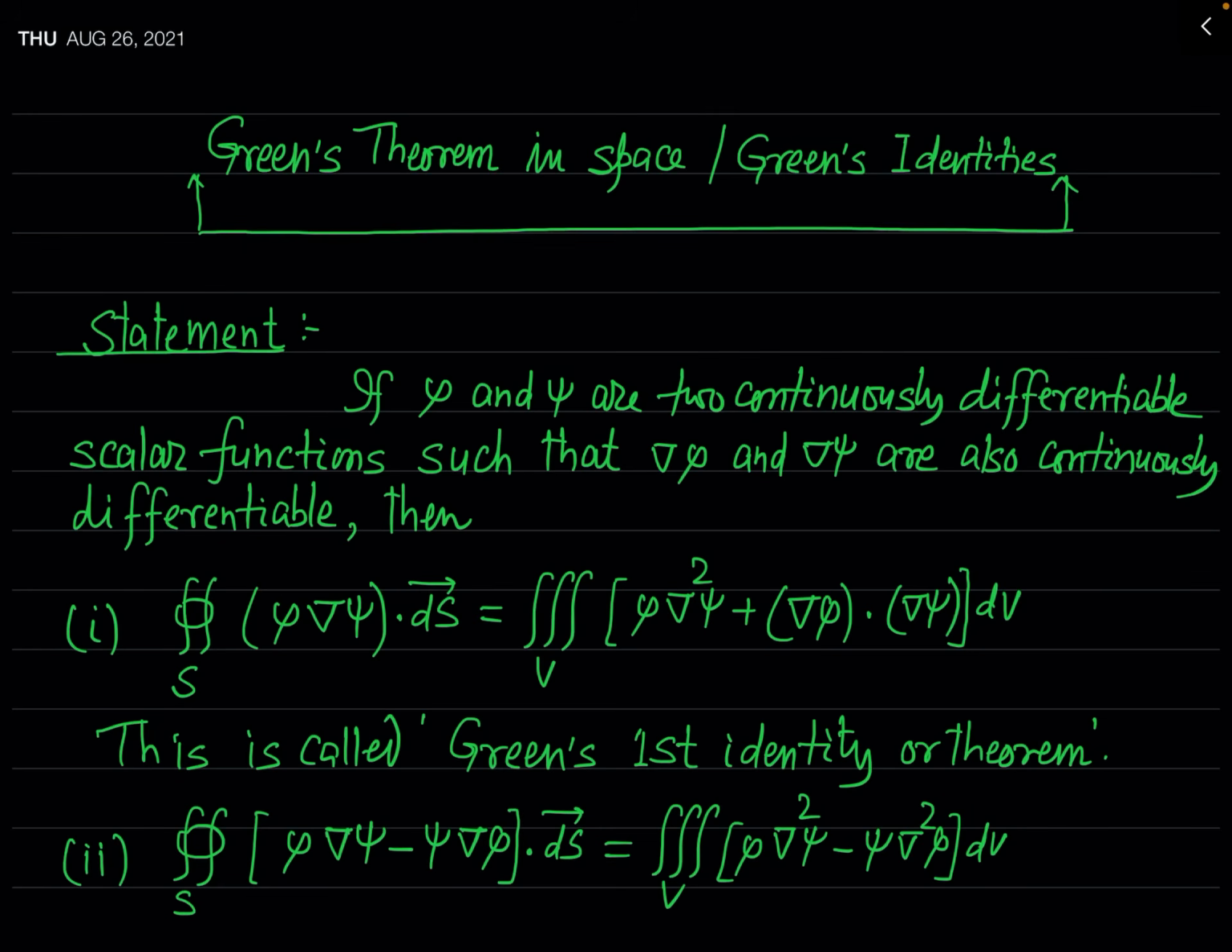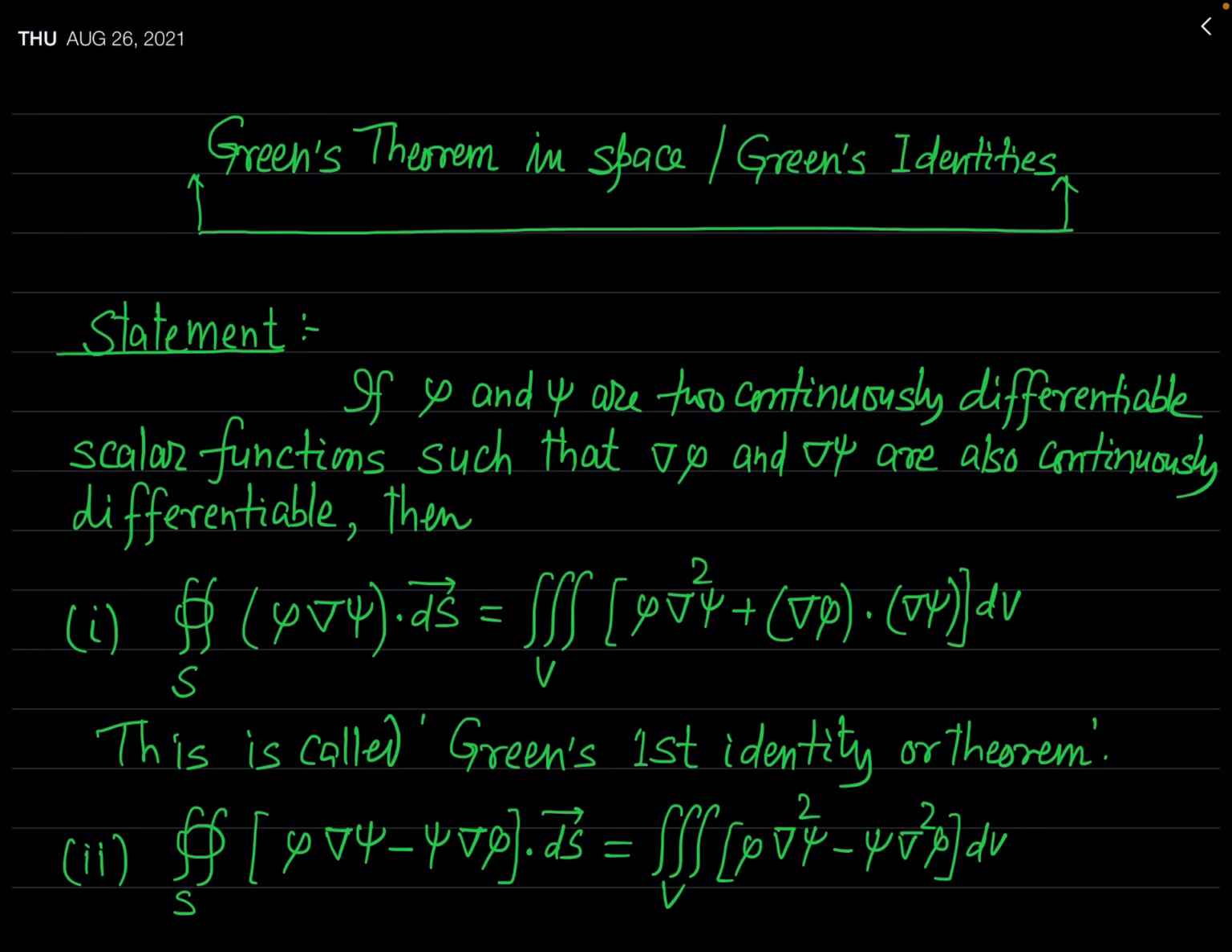So first of all, we will see what these Green's identities are, and after that, with the help of, or you can say by the use of, Gauss's divergence theorem, we will prove or establish those identities very easily. So let us see first of all what Green's theorem in space is, or what Green's two identities are.